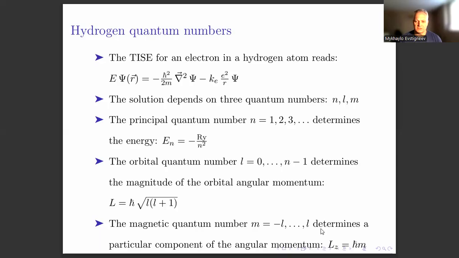And by convention, it is taken to be the z component. The x and y components are undefined. We know that they add up with the z components in such a way that the total angular momentum must have a specific value, but the x and y components are not well-defined quantities. So the z component of the angular momentum is the product of the orbital magnetic quantum number and Planck's constant h bar.